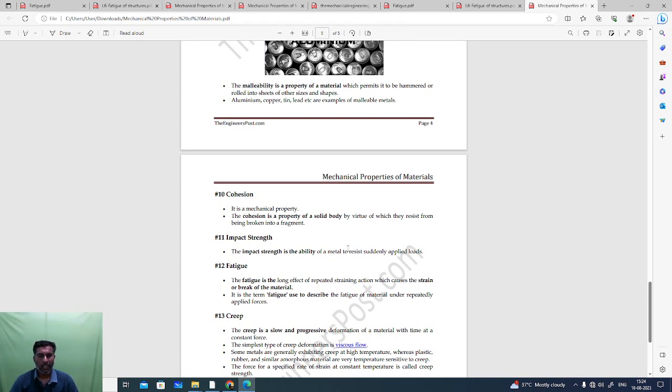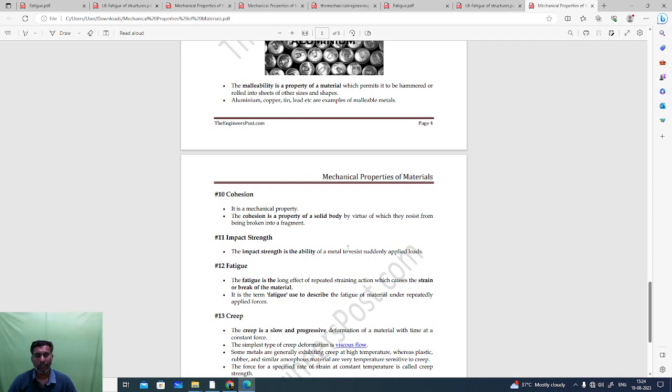So the impact strength is the ability of a material to resist a suddenly applied load. That is the impact strength. For example, impact strength is considered for civil buildings, aerostructures, and automobiles. There are many fields that use impact strength ratio calculations.